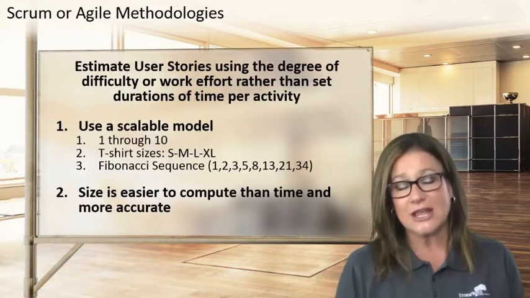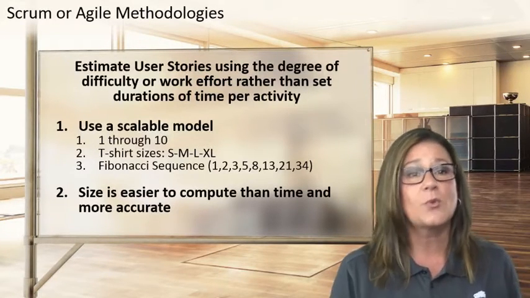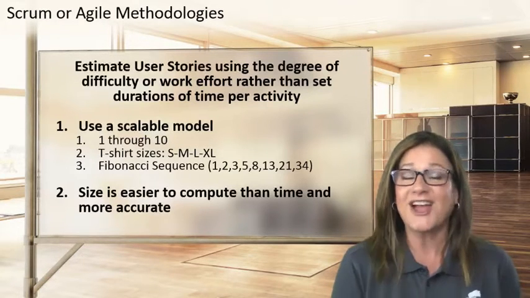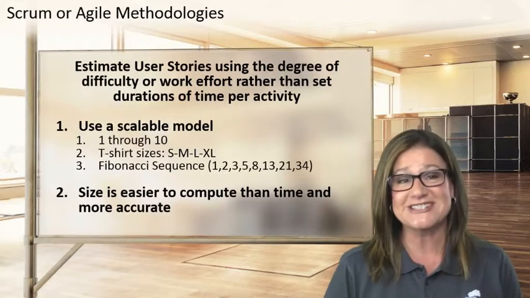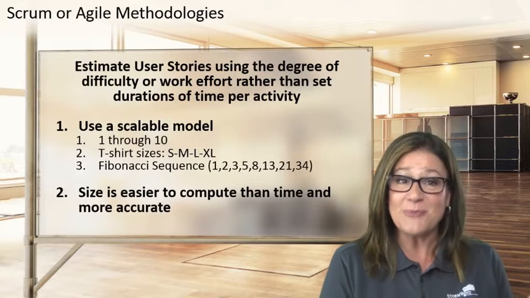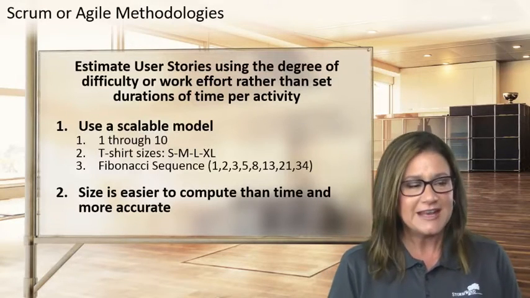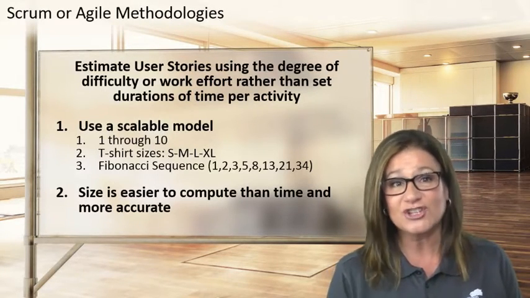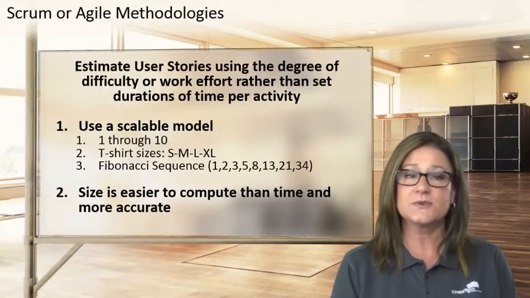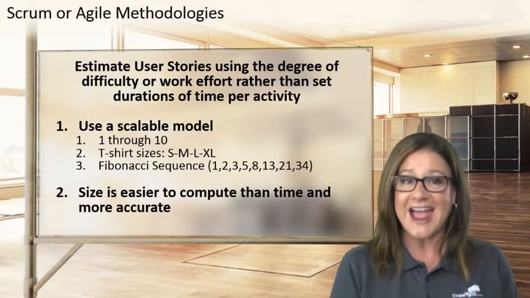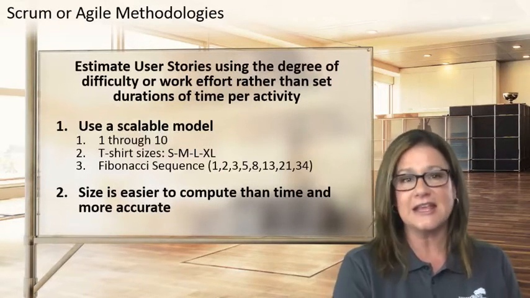So you can use a scalable model to do this. Some teams will use a 1 through 10 dynamic. Other teams will use what are called t-shirt sizes, where you've got small, medium, large, extra large. And you say, well, we can do an extra large piece in one sprint, and then we can do a small and a medium piece of work as we determine what that is in another sprint.